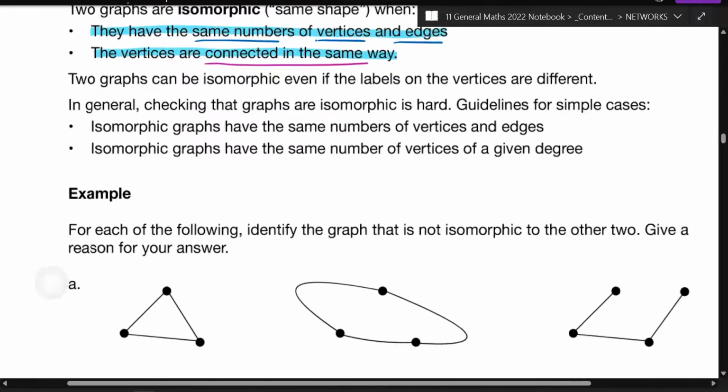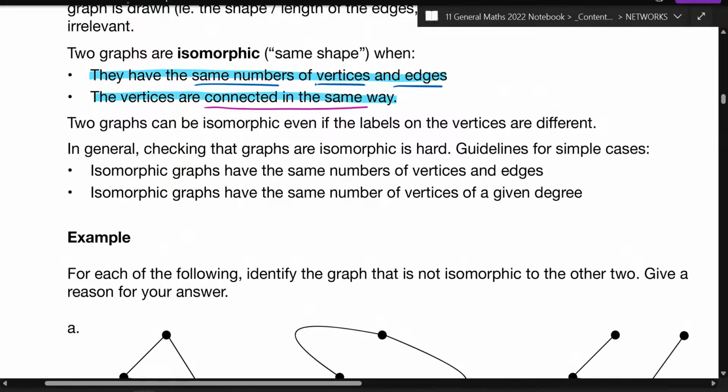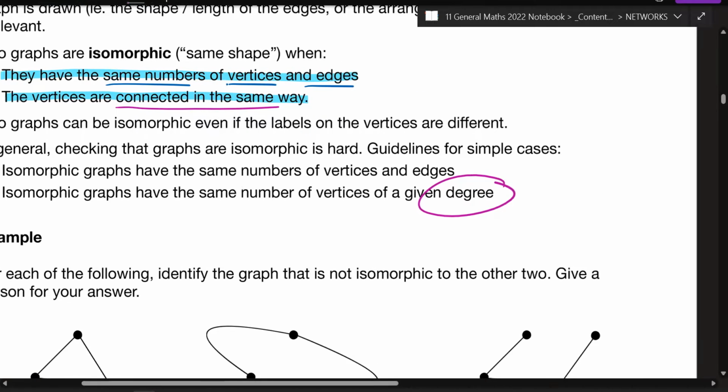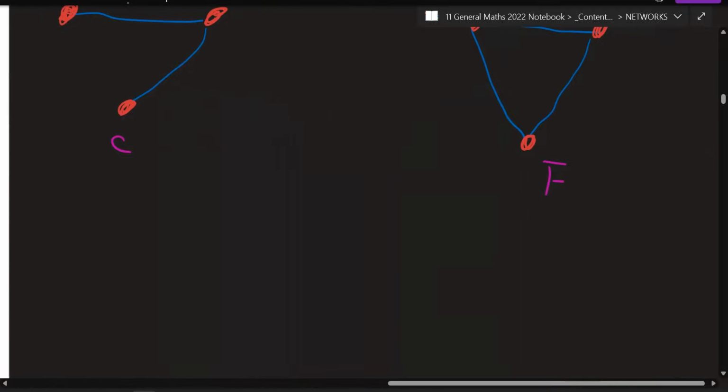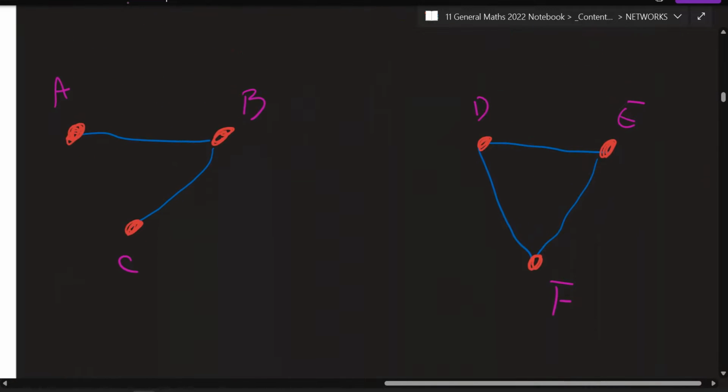A couple more things as well. Also, watch for the degrees. The vertices have to have exactly the same degrees as well. So if I was to ask you, remember, isomorphic means exactly the same, are these two graphs isomorphic?